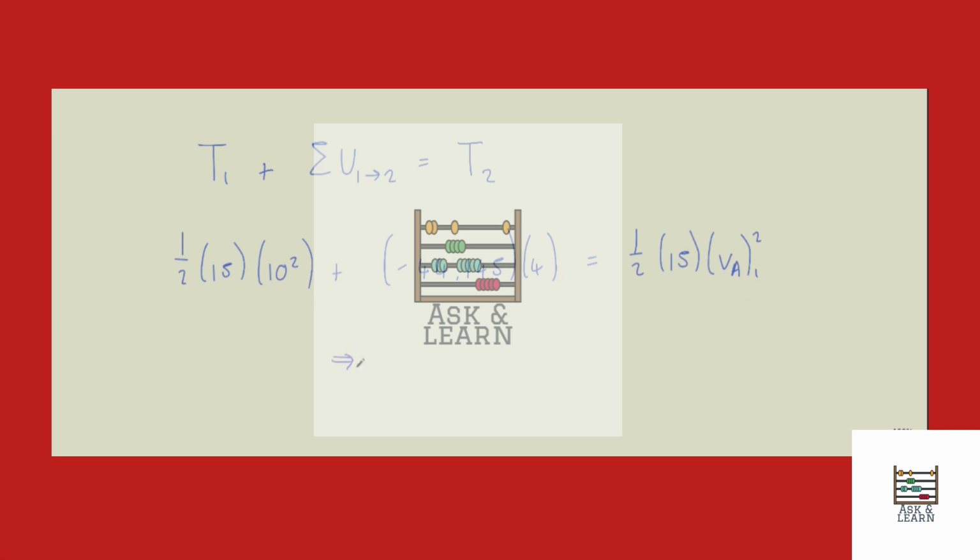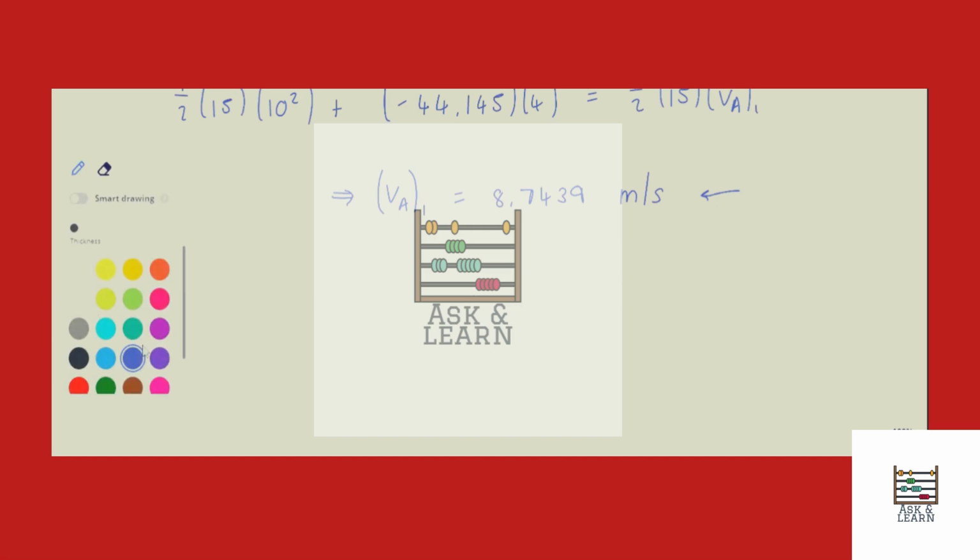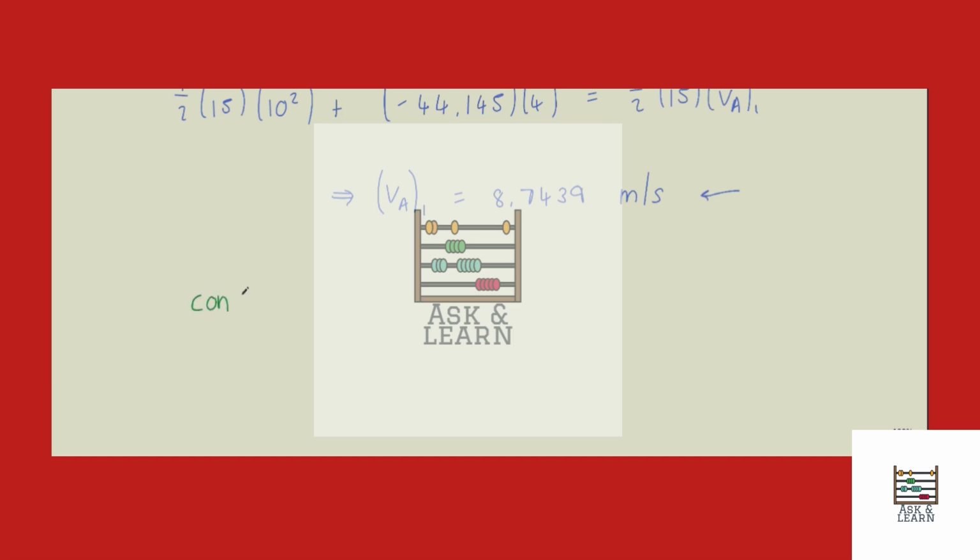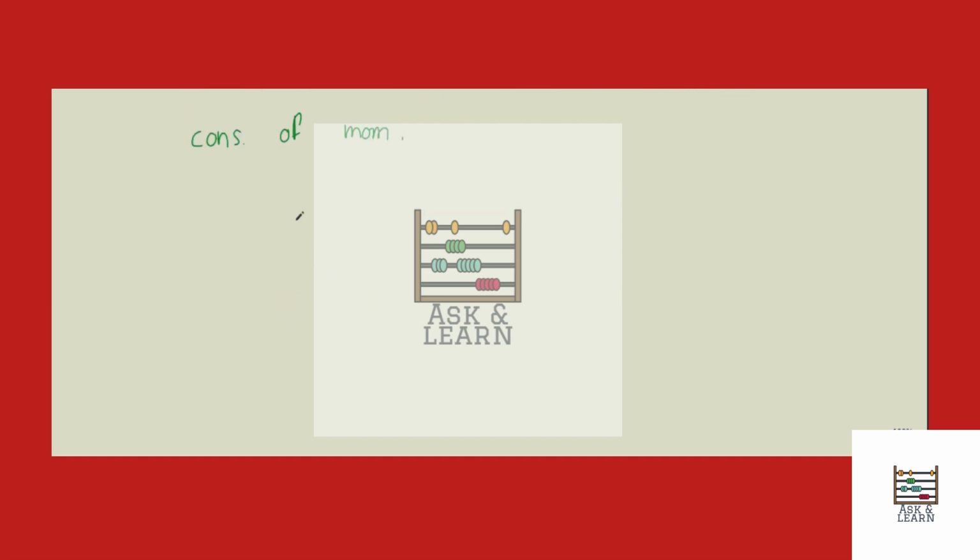If we rearrange this equation, we can find VA1. So the speed of block A is 8.7439 meters per second. And as we look at it, it's to the left. Now that we have this velocity, we can use the conservation of momentum. So we'll use the conservation of linear momentum for blocks A and B.